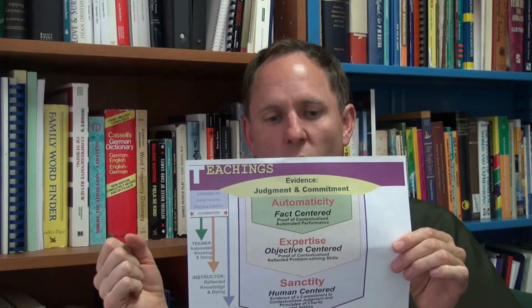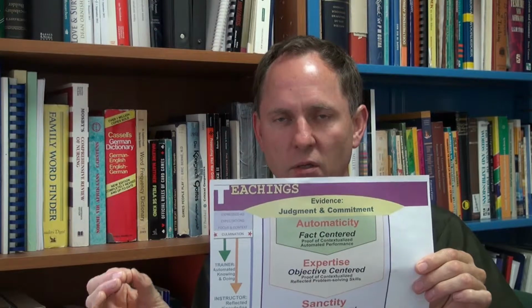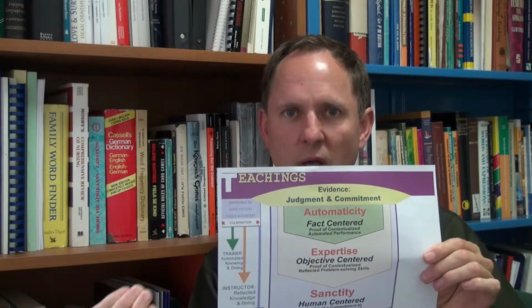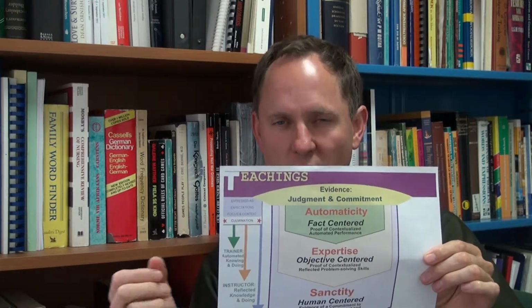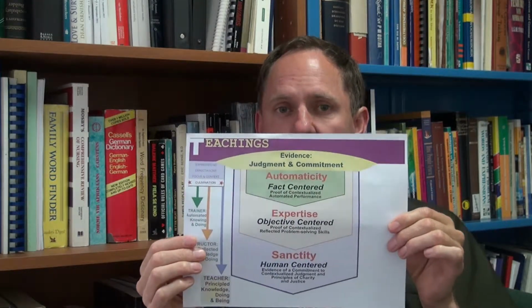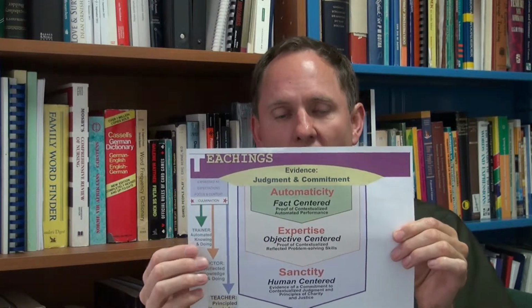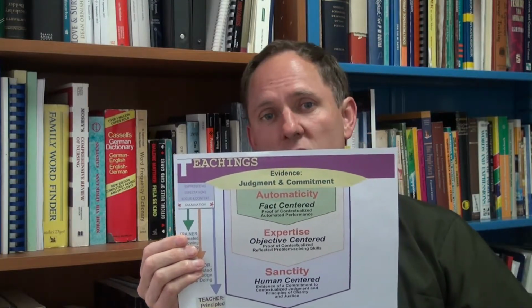An example that I will give you about tennis as we deal with instructions. So once again, as we look at the level here, automaticity with fundamentals is the core. It's a fact-centered thing. It focuses on facts. And then your proof of contextualized automated performance is really essential. So if we look at the next level, that's instructions. Expertise is your objective. You want to become an expert. Now, it's not fact-centered. Instructions are objective-centered. You've got objectives that you are trying to achieve. And so your proof here is of reflective problem-solving skills.